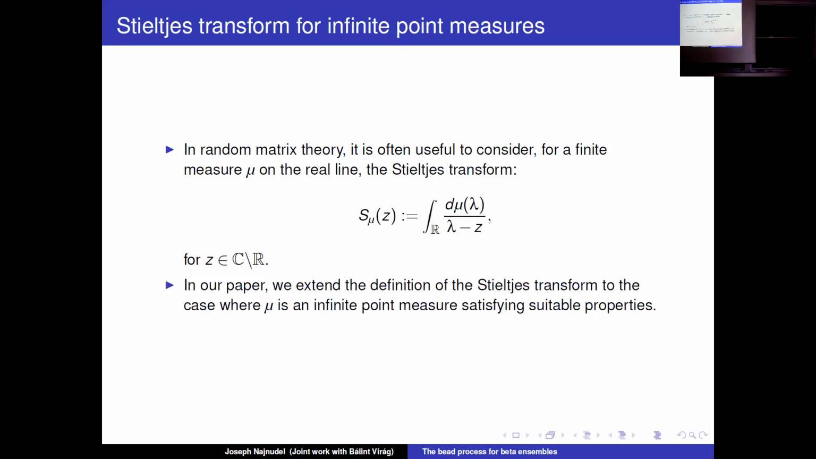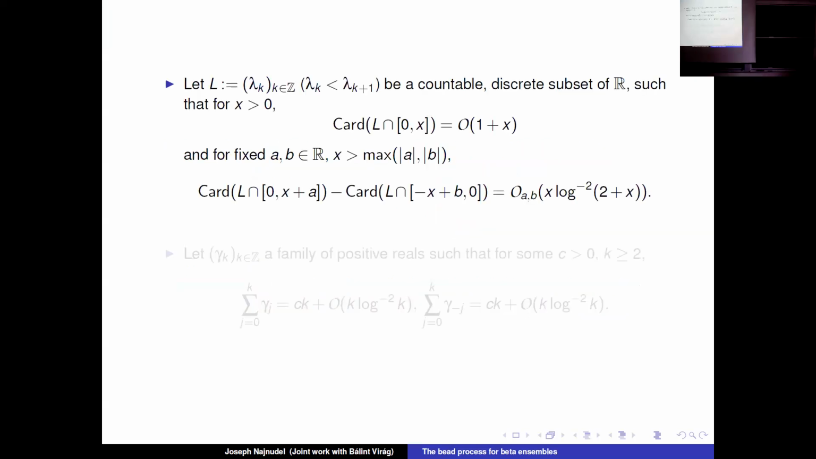So here in our paper, we take an infinite measure. So instead of taking mu a probability measure, for example, we take some infinite measure, and in some situations, we are still able to define the Stieltjes transform. So here I take a set of points, a countably infinite set of points, discrete. And I suppose that the number of points between 0 and x does not grow more than linearly.